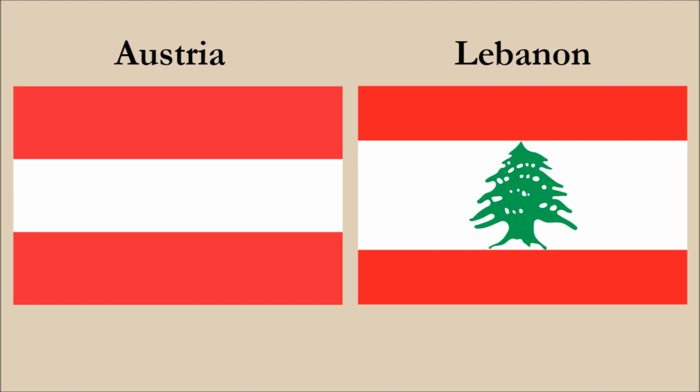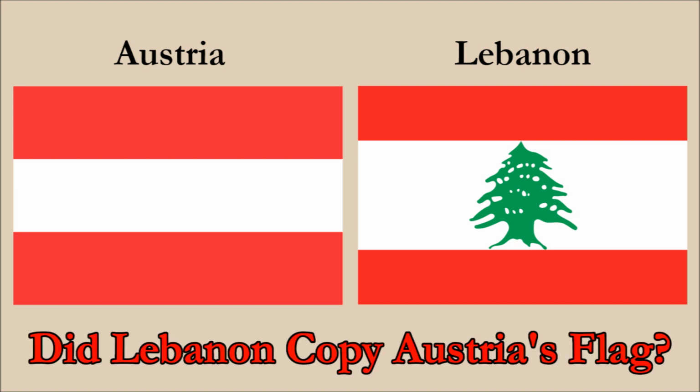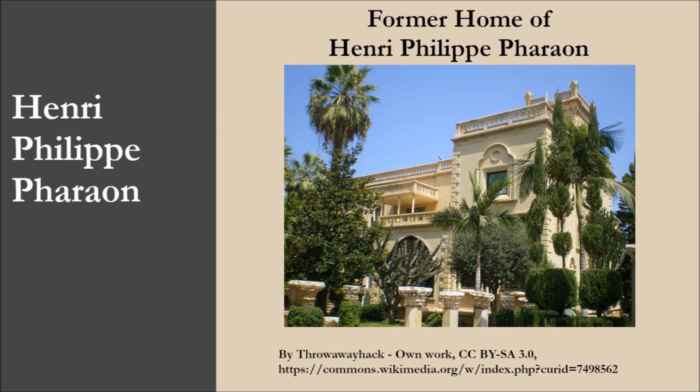So the big question is this: did Lebanon copy the stripe design of Austria, or is it just a coincidence that it uses red, white, and red horizontally? The answer probably lies with a man called Henri Philippe Farren. Farren was one of the key leaders who oversaw Lebanon's independence from France. After Lebanon's independence, he became foreign minister and held various other cabinet positions. He is the one credited with designing the flag.